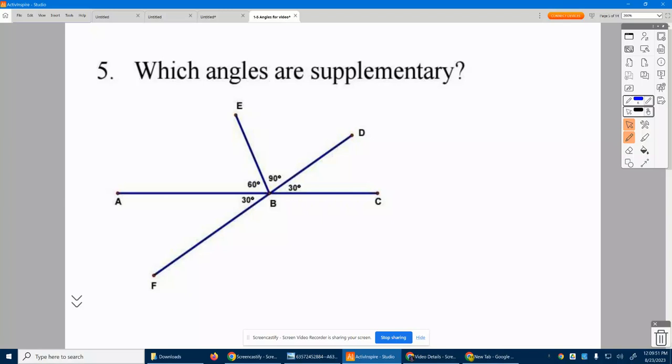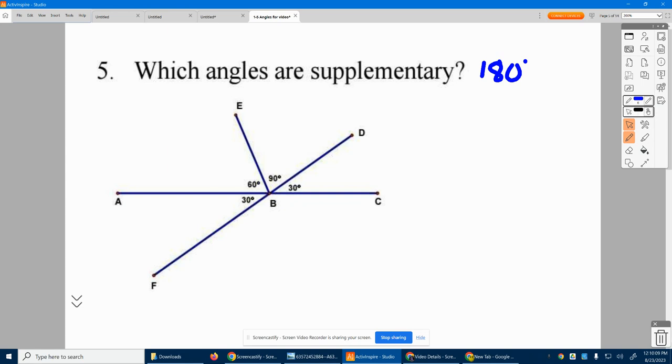It says, which angles are supplementary? Remember, supplementary angles are angles that add up to 180 degrees. Complementary are ones that add up to 90. So we want to find two angles that add up to 180. Well, there's going to be quite a few here.